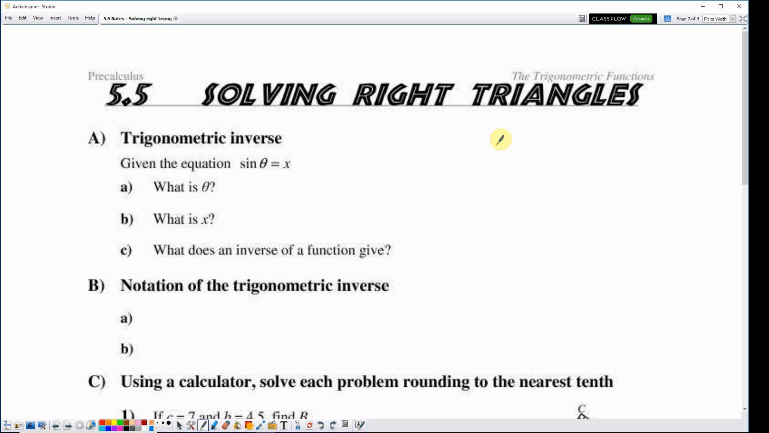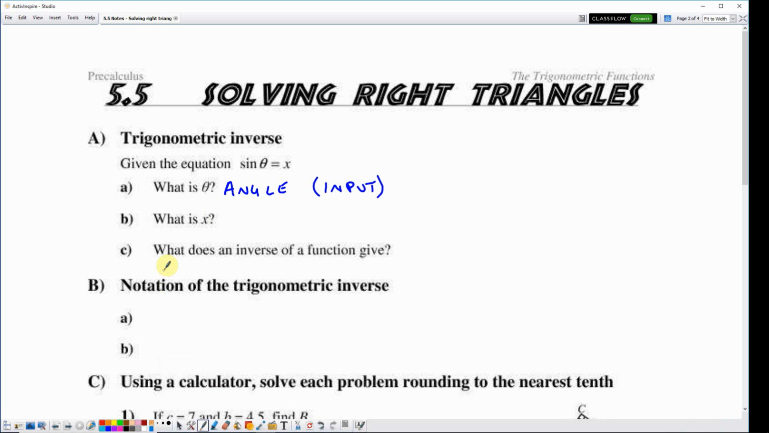Guys, today we're going to talk about solving right triangles by using inverse trigonometric functions. So, given the equation sine theta equals x, theta represents an angle measure, which is the input.